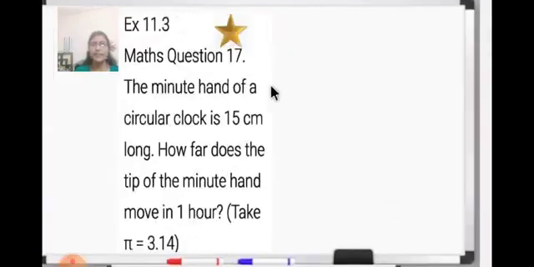Now question number 17. This is the last question. The minute hand of a circular clock is 15 centimeter long. How far does the tip of the minute hand move in 1 hour? So we have to find out how far the tip of the minute hand moves in 1 hour, and here you have to take the value of pi as 3.14.